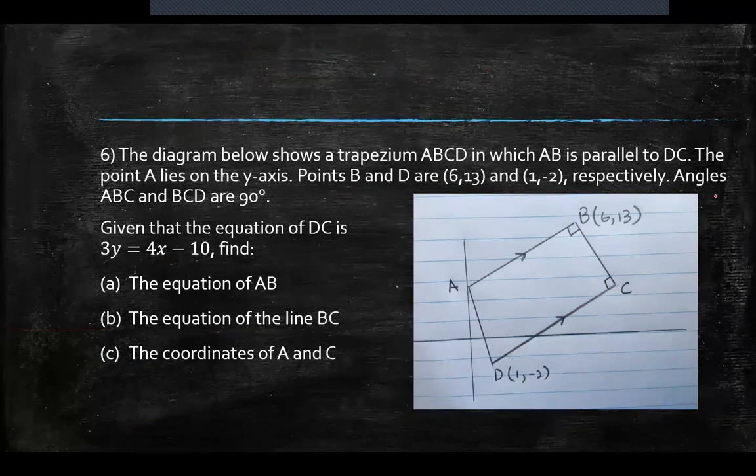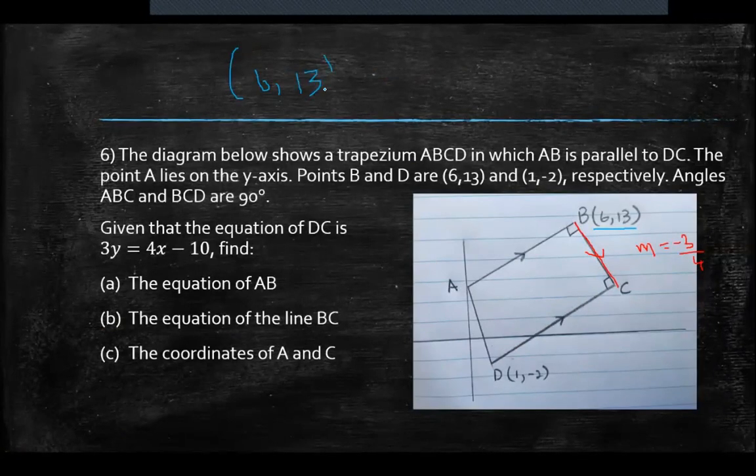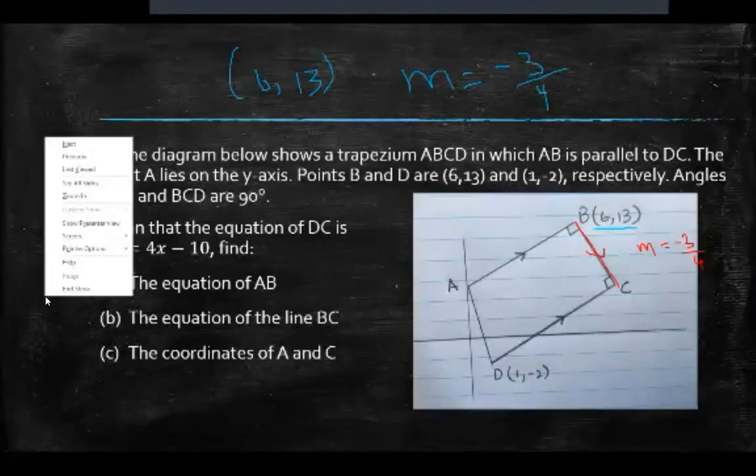Looking at this, like I said, utilize the diagram that they gave you. So this is my line BC. We now know that the gradient of this line is -3/4. But look at this, they also gave us a point, the point B. So now that we have a point and we have the gradient, we could find the equation of this line. Remember the two methods: you could use y = mx + c, or y - y1 = m(x - x1).